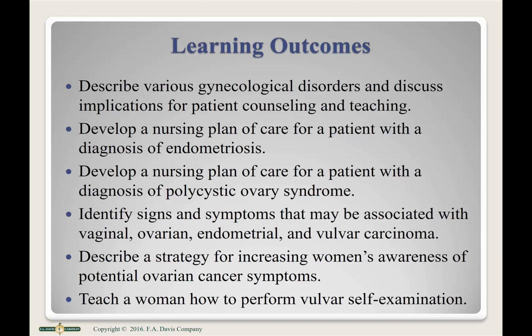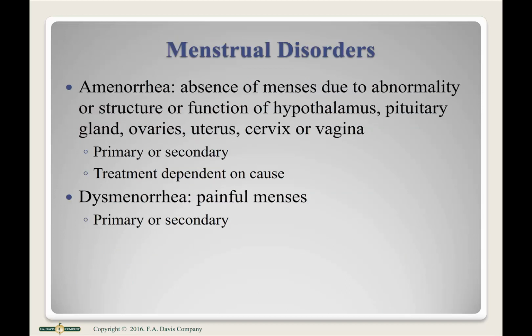Okay, so let's see. Here are your learning outcomes for the chapter. Talking about common gynecological disorders. A couple of these slides I'm just going to run through because these are basically definition slides, and they were on your study guides. So amenorrhea, dysmenorrhea. Amenorrhea meaning no menses, and there is a primary and a secondary. We'll go over that real quick.